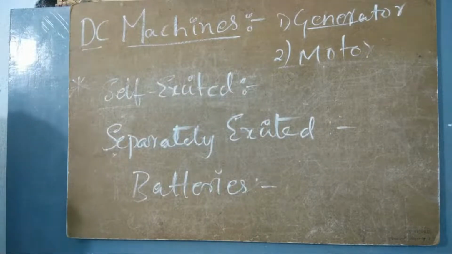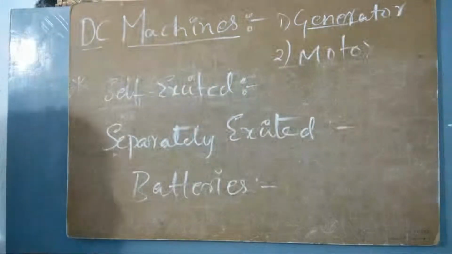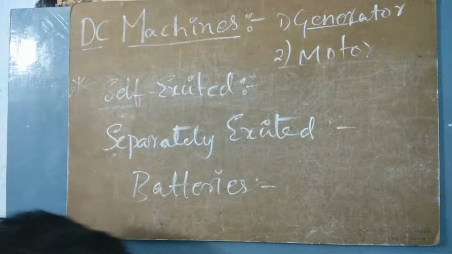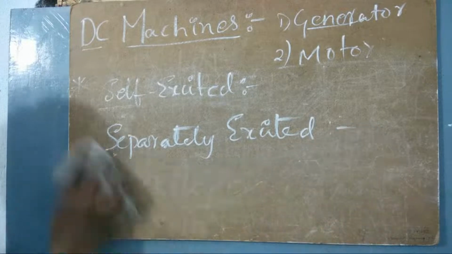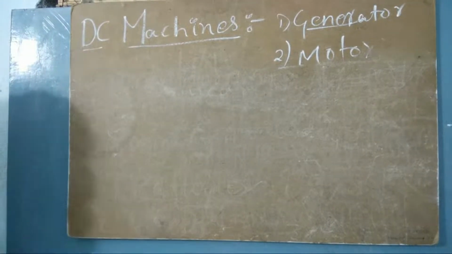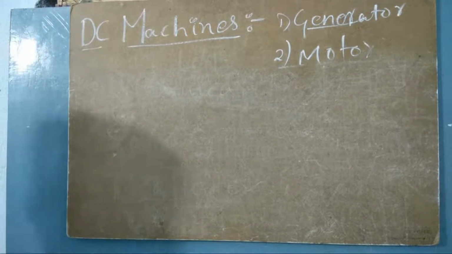Okay. Now put a new heading, DC generator. If you are writing notes, it is very much important. Or if you are not, you can simply take a screenshot.